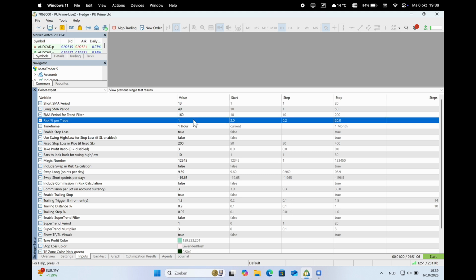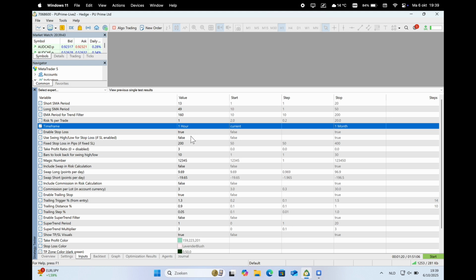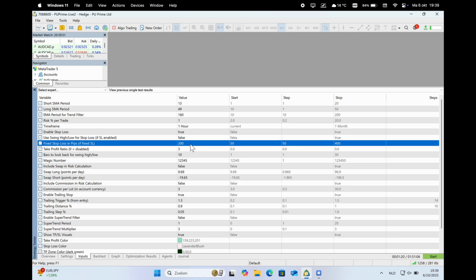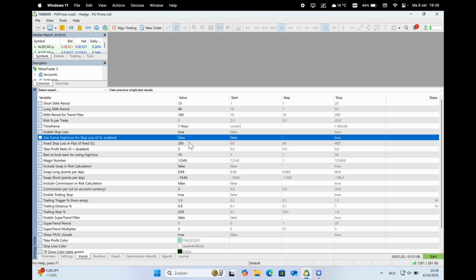We're also using a 160 period EMA as a trend filter. This means we only take long trades when the price is above the 160 EMA and only short trades when it's below. Risk per trade is set at 1%. We're using a fixed stop loss of 200 points and the take profit is set at 3R. That's a 3-to-1 reward to risk ratio.